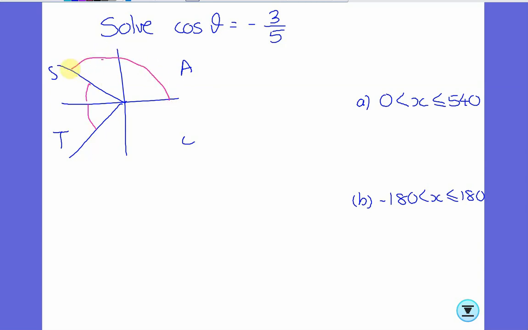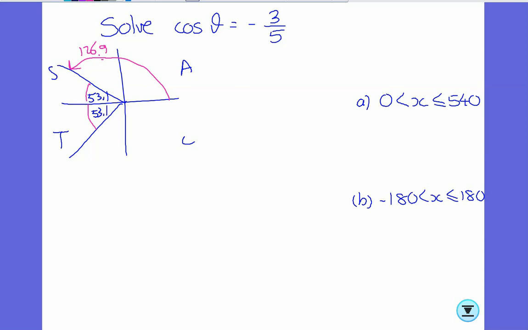So that means that to get to this point here, I'm going to write it down here. So it's 126.9. I'm not actually interested in that angle. I'm interested in this one here. So that's going to be 53.1. I always want the acute angles. Okay, so the CAST diagram is drawn. We're ready to answer any question now for any given range.